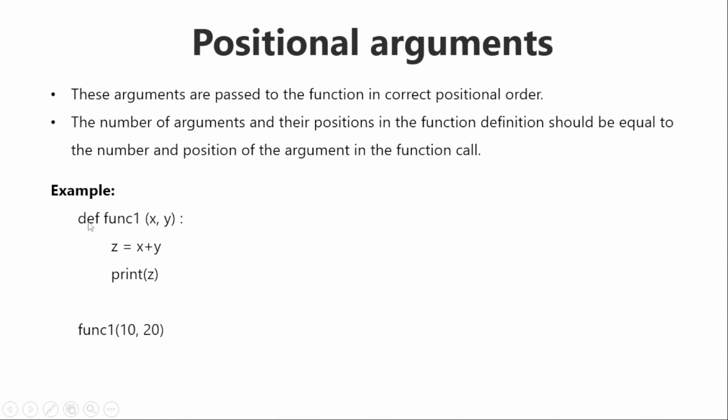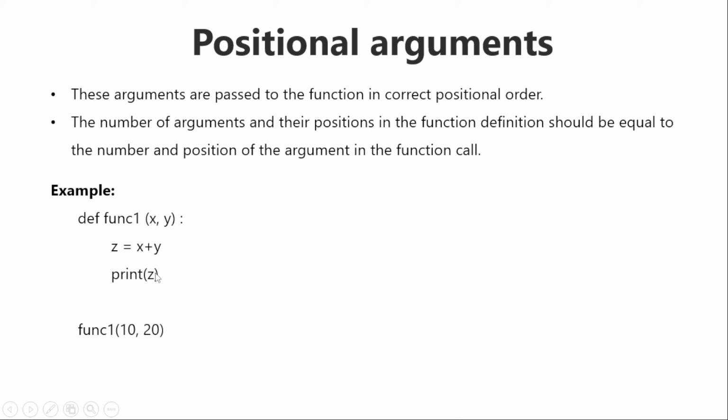For example, we have a function def func1 x comma y, z is equal to x plus y, print z. When you call this function, you need to maintain the position in the correct order, because if you mismatch the order, then the values assigned will be different. Here, for this function, the value 10 will be assigned to x and 20 will be assigned to y. In this way, the positional arguments will be considered.